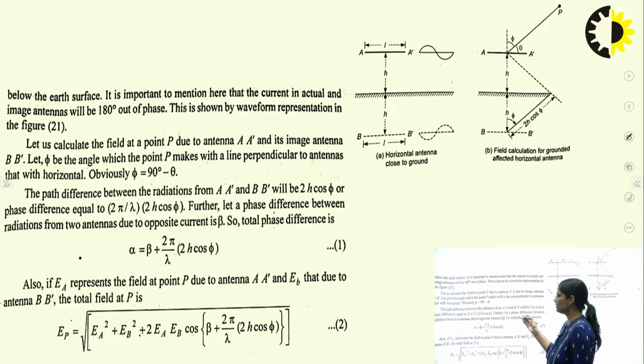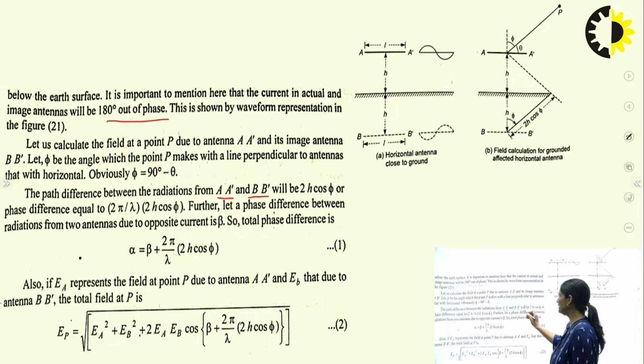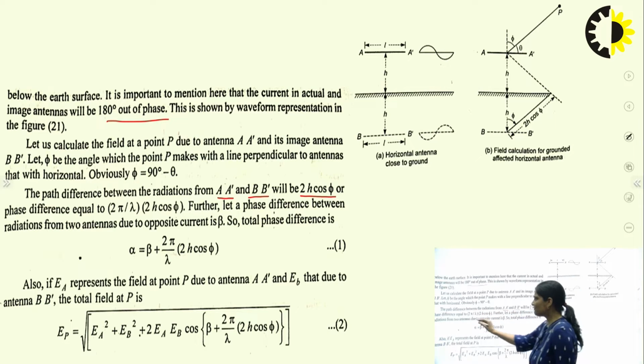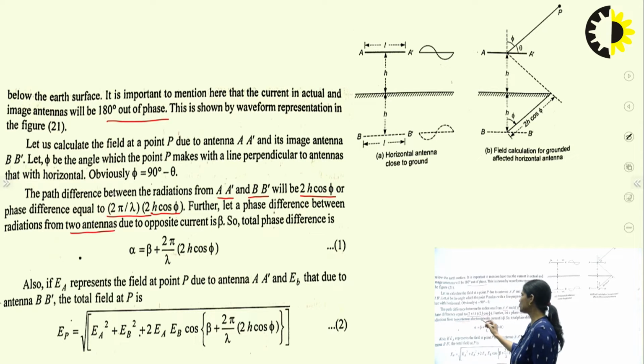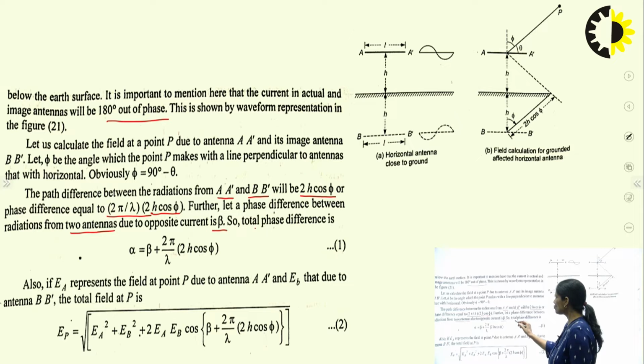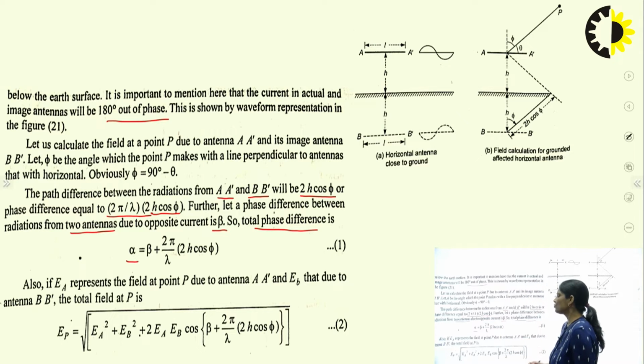Now it was already discussed in the previous slide that it is 180 degrees out of phase. The path difference between the radiation from A to B will be 2h cos phi, so the phase difference is 2 pi upon lambda into 2h cos phi. Let the phase difference between radiation from the two antennas due to opposite current be beta. So the total phase difference is alpha equal to beta plus 2 pi by lambda times 2h cos phi.